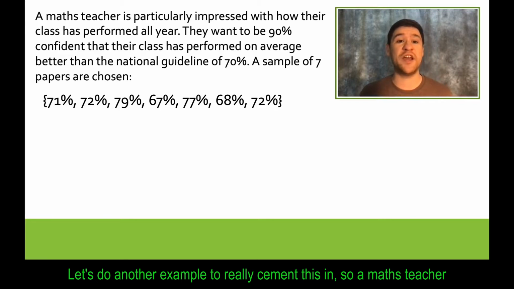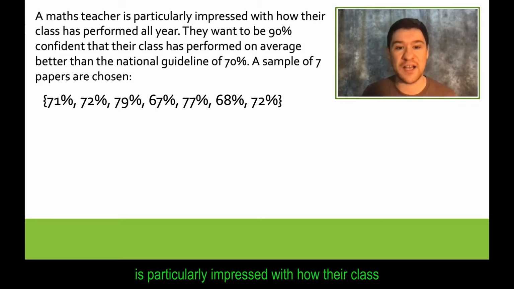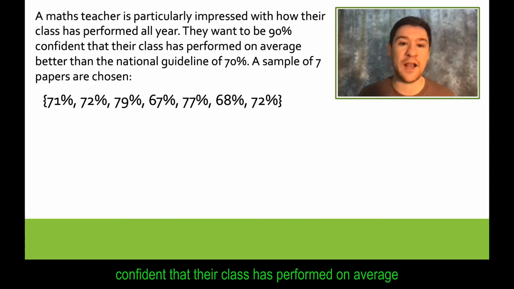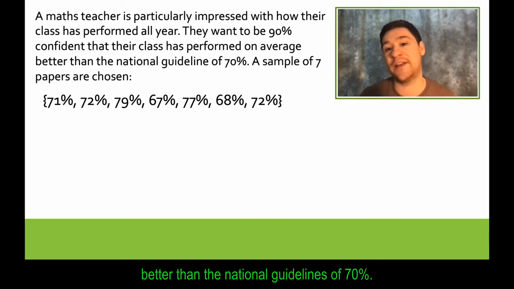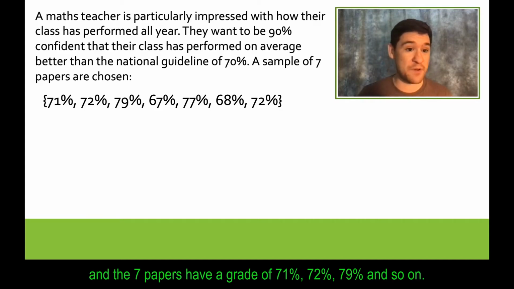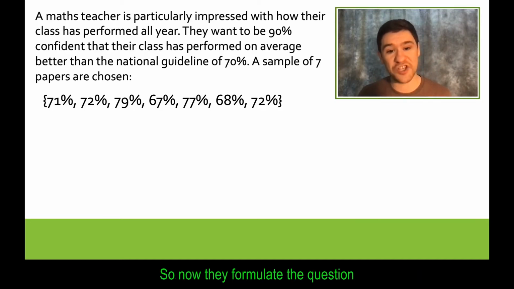A maths teacher is particularly impressed with how their class has performed all year. They want to be 90% confident that their class has performed on average better than the national guideline of 70%. She takes a sample of 7 papers, and these 7 papers have a grade of 71%, 72%, 79%, and so on. So now they formulate the question.